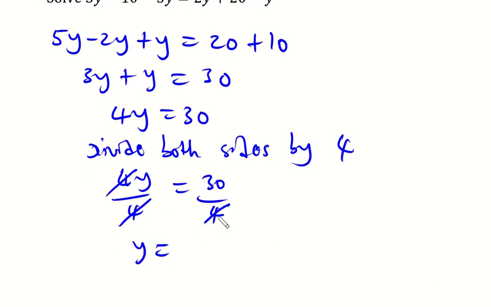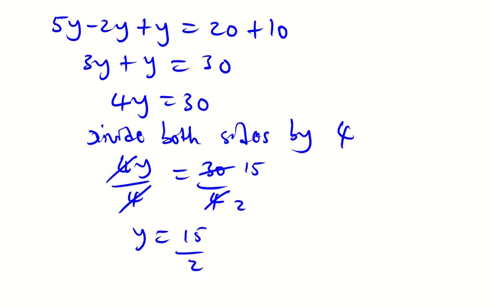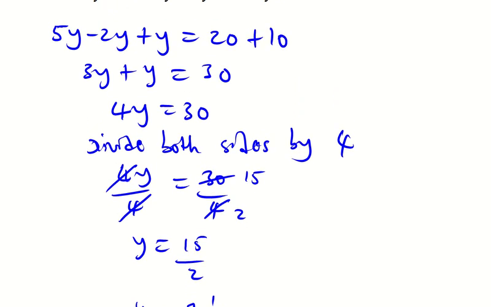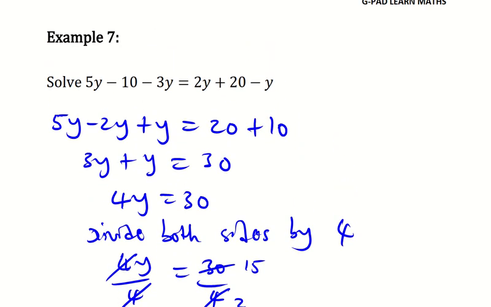So let's break this down. 4 into 2 is 2. 4 into 30 is 15. How many times will 2 go into 15? It's going to go 7 times with the remainder of 1 and then over 2. So the value of y is equal to 7 whole number 1 over 2. Don't worry, I'll go back there.